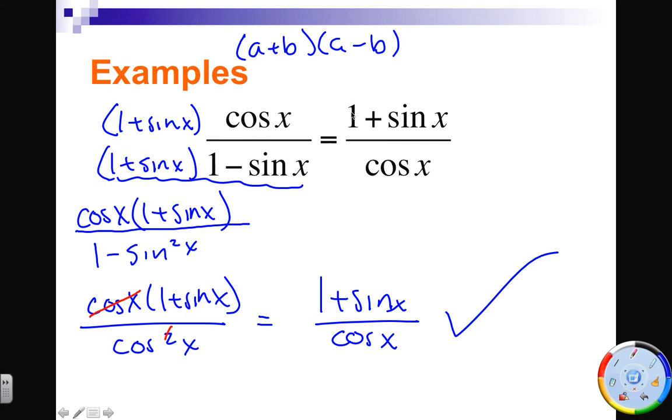I'm pretty sure the same process would have worked for the right-hand side if you would have multiplied by 1 minus sine x over 1 minus sine of x. It would have come out the same thing, and you would have gotten this as your answer.